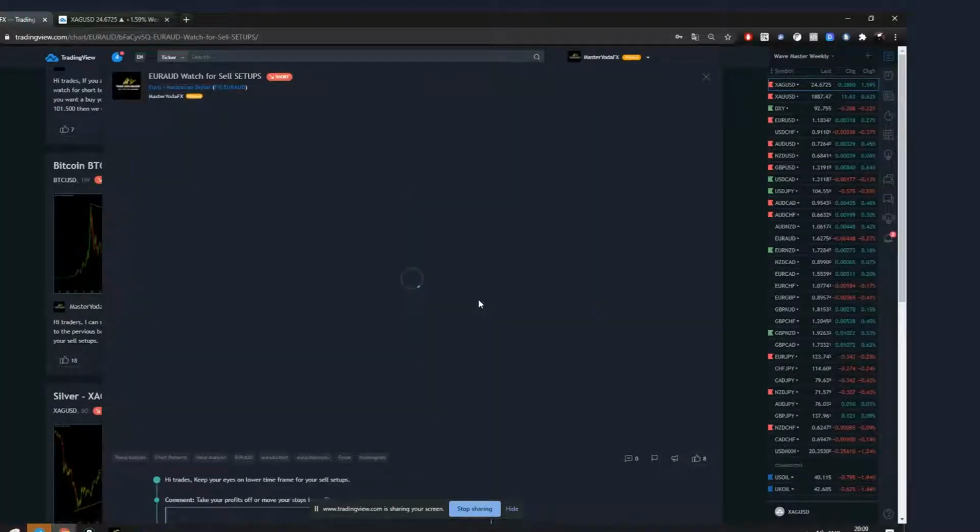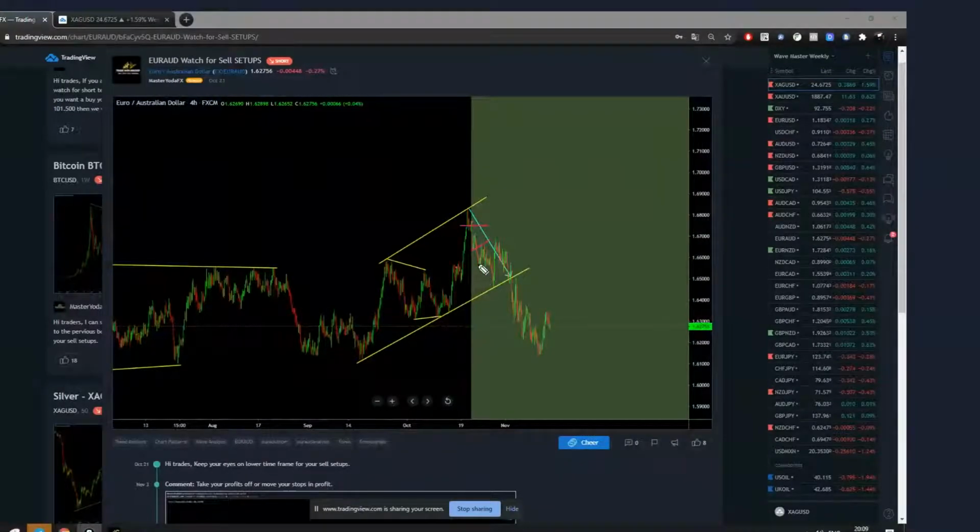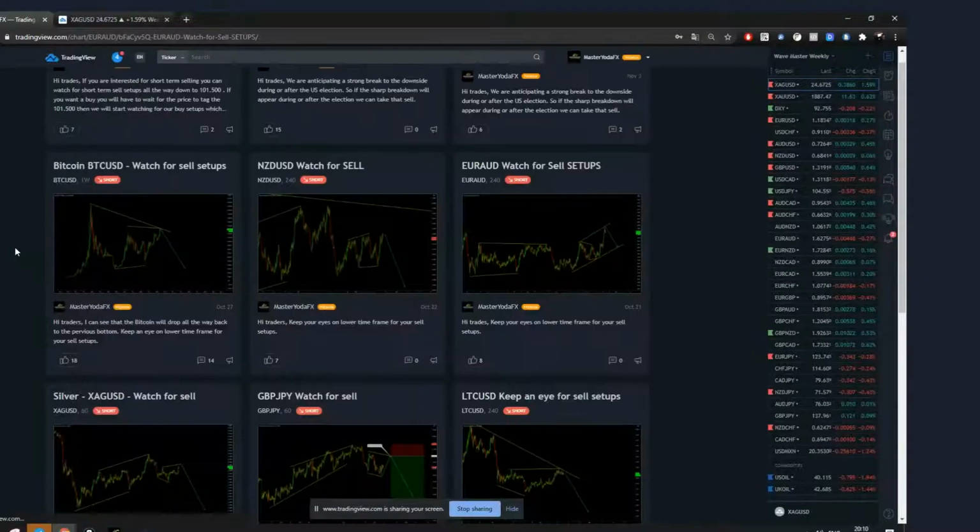Okay, euros, it did really nicely. If you sell it somewhere there, or this kind of expanded flat, if you sold this expanded flat, you did a wonderful job. That was a nice wave to the downside also. And it's gone, yeah.